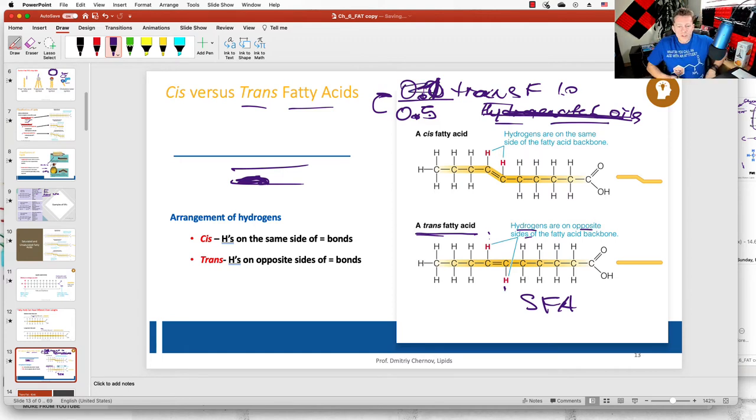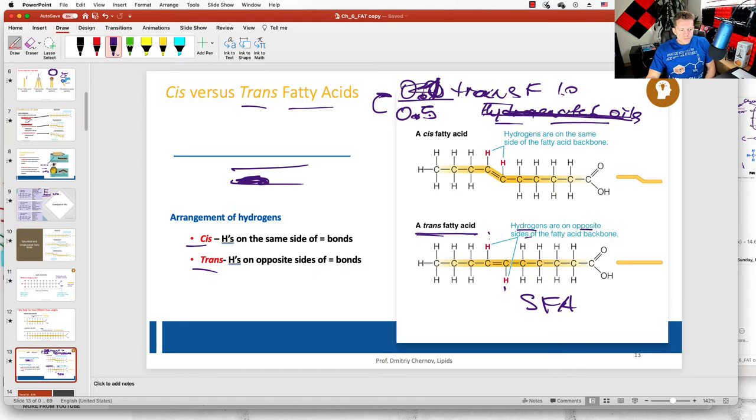Once I learned the process, I never get those products. And some people say, oh, trans is zero, all right? That's dangerous because it still could be hydrogenated oil. Because it acts as a saturated fat, but it's called oil. All right, so cis arrangement, trans arrangement. Cis means on one side and trans on the opposite side.